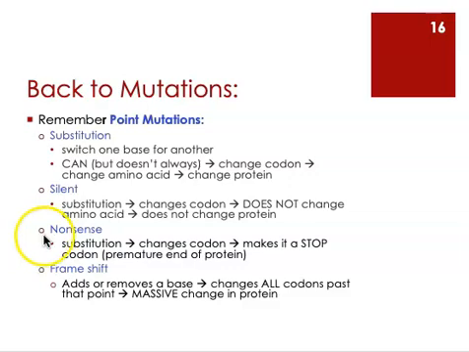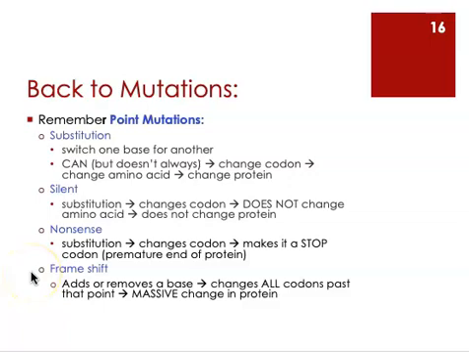Nonsense mutations get their name because the substitution that occurs, one base for another, creates a stop codon where there didn't used to be one. In other words, you end up with a premature end to translation, a premature stopping point. And the protein is therefore much shorter than it should be, and it's not going to do the original job that it had.